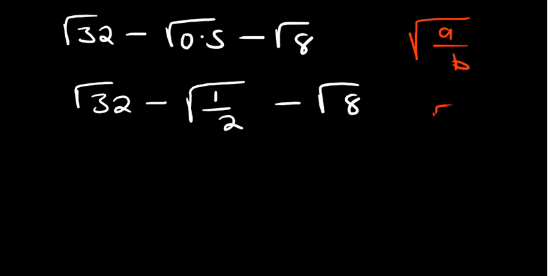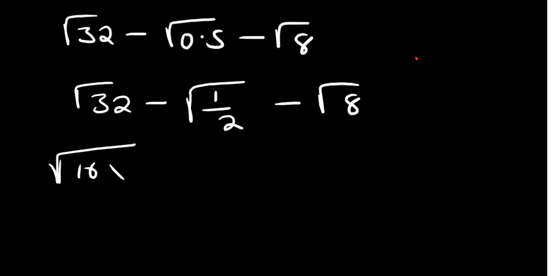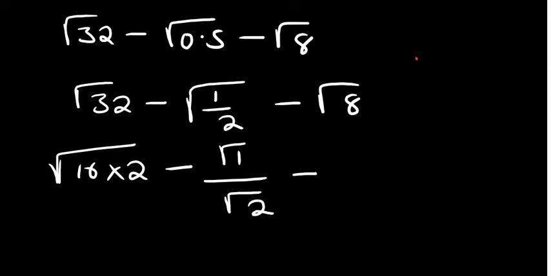Okay. So 32 in terms of 2 is the same as root of 16 multiplied by 2, minus the root of 1 over 2, which is the same as root of 1 over the root of 2. Then the root of 8 is the same as 4 by 2. 4 times 2 is 8.